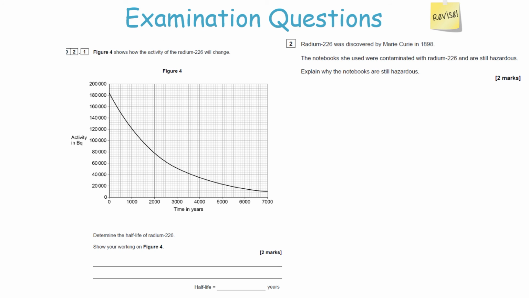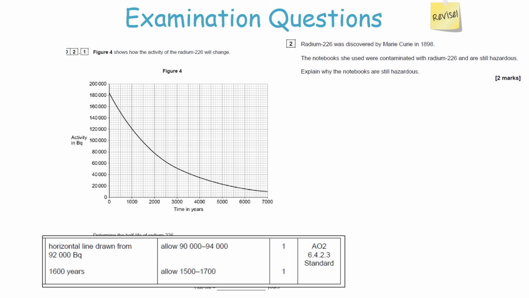Right, so again, you're going to have to draw on your graph to show you know where the half-life is. The trick is to look at where we're starting at 0. If you look at the value, it's slightly above 180,000, so it's about 184,000. So what's half of 184,000? 92,000. So you draw a line from 92,000 across to the graph and then look down, and that will tell you your half-life with time in years. So you get an answer of 16,000 years.